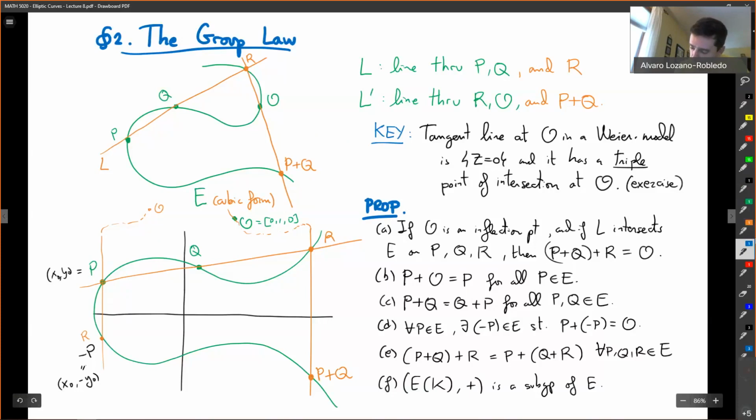So again, this shows that E(K bar) is an abelian group. Part F shows that over K it is an abelian group, and we'll start there next time in class.